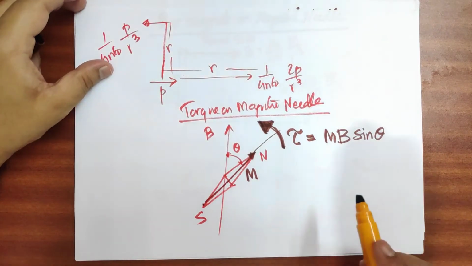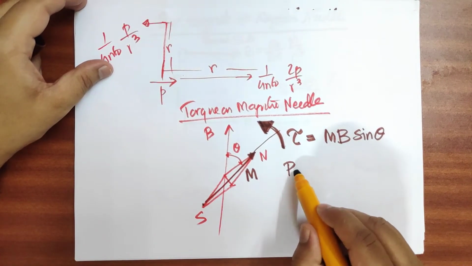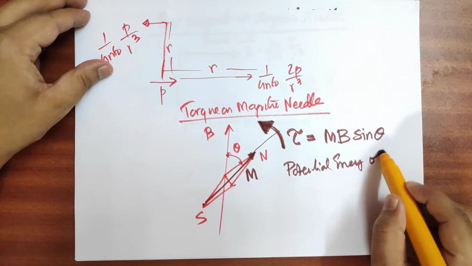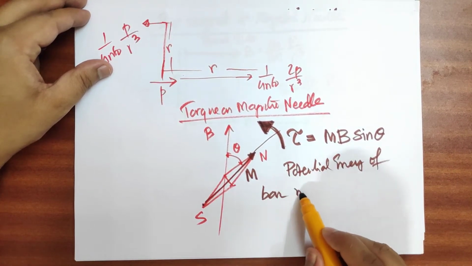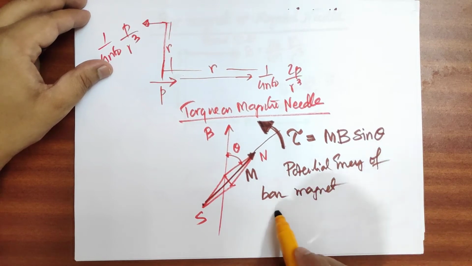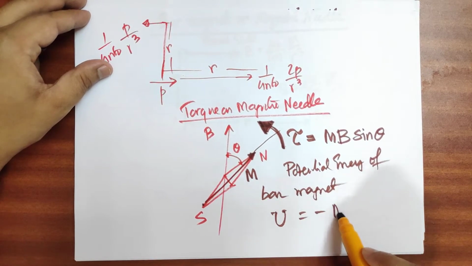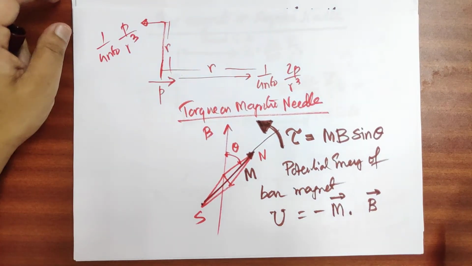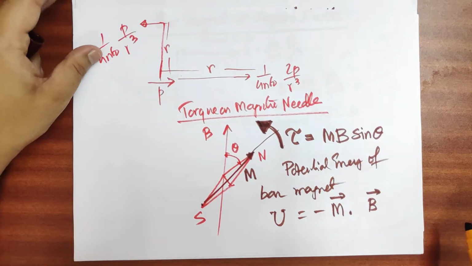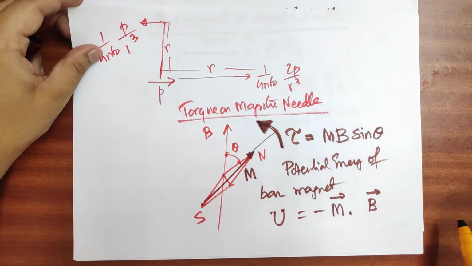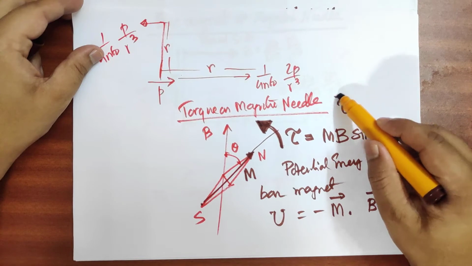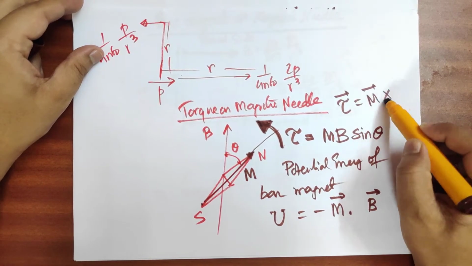Okay, and also the potential energy of the needle, the potential energy of the bar magnet. Similarly, we can write U is equal to minus m dot B. This we have compared with the potential energy of the dipole as minus p dot E. Torque is mB sin theta, so the vector expression for torque is equal to m cross B.